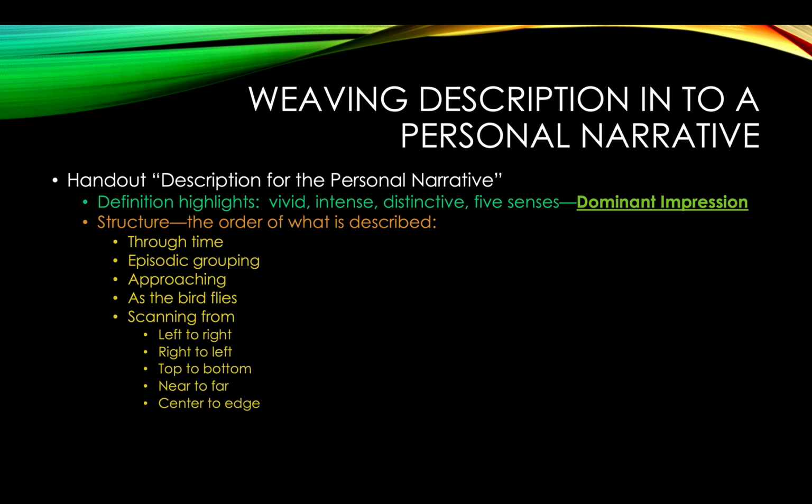So one of the ways that we can deal with description is through structure. We've already talked a little bit about how to organize your paper and how different acts can go different places, but you definitely can tell a story through time. So that can be a structure that you can use for your description, is describing how things happen in time. You can also do episodic grouping, which is when you take different scenarios that will stay with the same dominant impression, and I'll talk about a dominant impression in a few minutes.